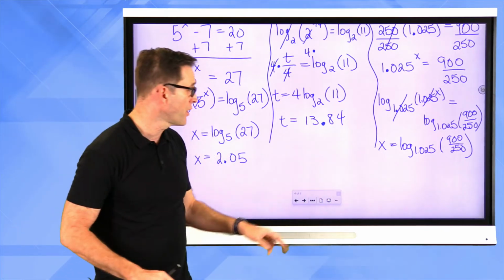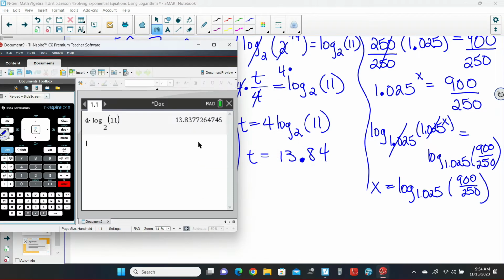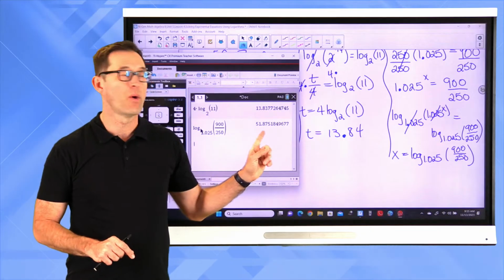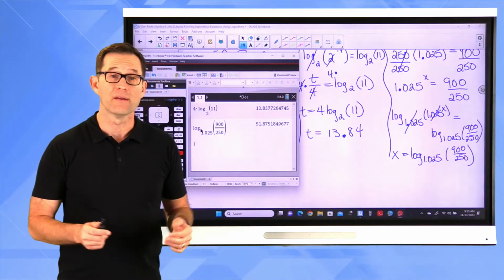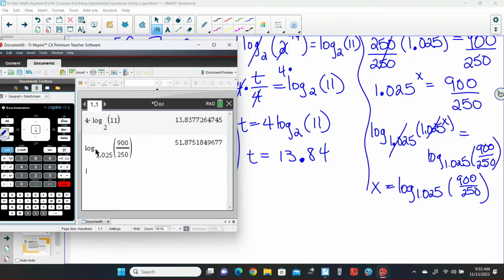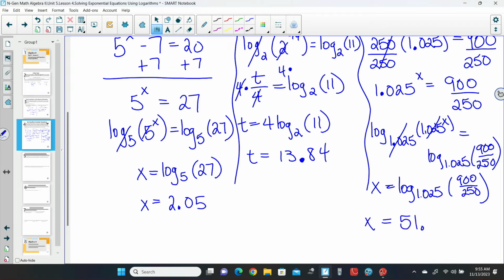Now I can break the calculator out. I will stop doing this in just a little bit and just assume that you know how to use this at this point. Whoops, that didn't work. Let's try that again, 1.025. I can even put my fraction bar in if I like that instead of my division. There it is, log base 1.025 of 900 divided by 250, and we have it. My x in this case is 51.875, etc. So it looks like it's going to be 51.88. Let's put that away in a second, 51.88.